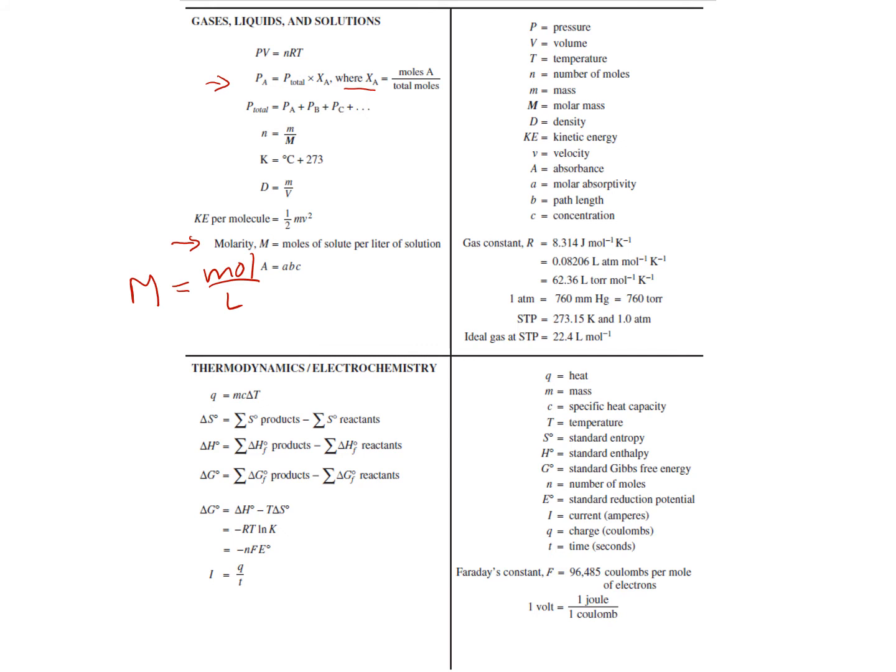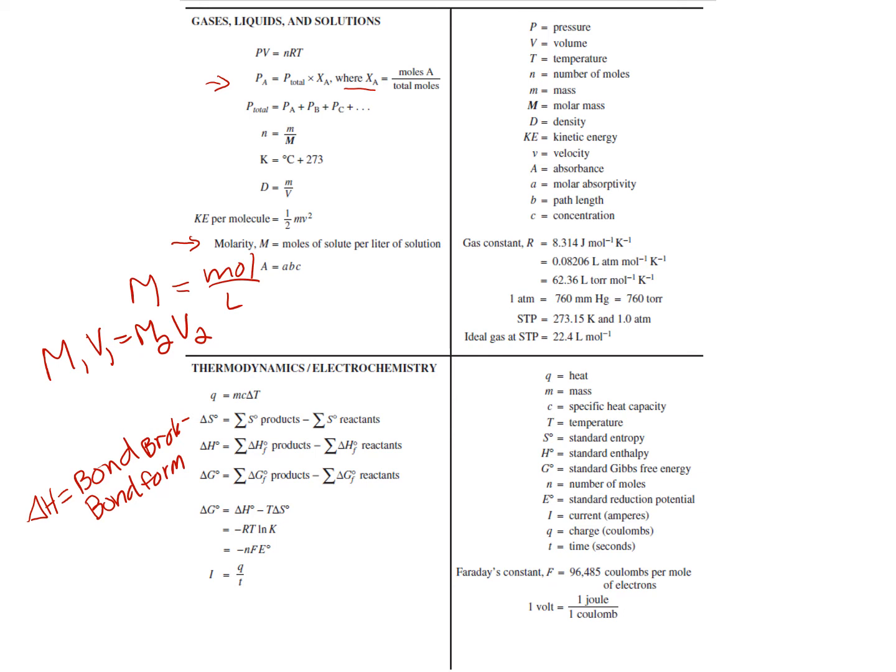In our stuff on acids and bases, many of you guys learned about M1V1 equals M2V2. You could use that. And then down the bottom, we've got our thermodynamics and electrochemistry stuff. So our Q equals MC delta T, our S, delta H, delta G. You might do that delta H can be bonds broken minus bonds formed. That might be a good reminder when you're looking at bond energy.